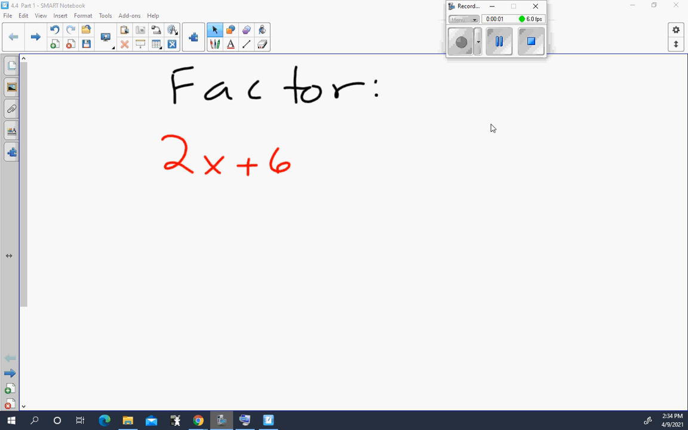All right, 4.4 part 1 is all about factoring polynomials. Okay, factor the polynomial. To factor the polynomial, we have to think of what goes into both terms, or what is the greatest common factor between 2x and 6?